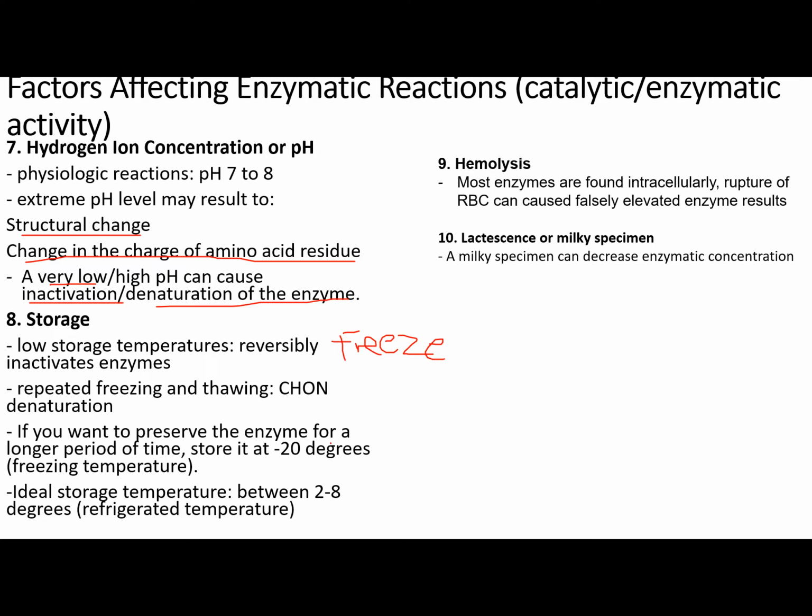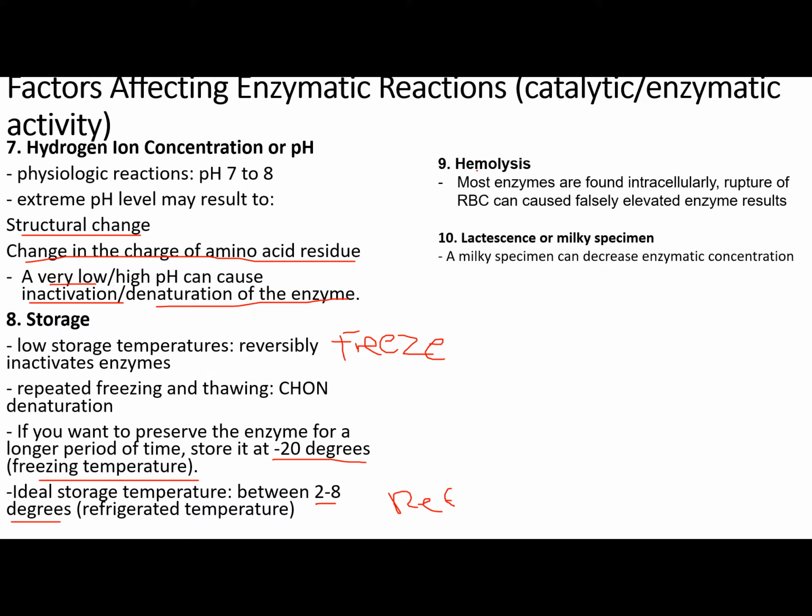If you want to preserve the enzyme for a longer period of time, store it at negative 20 degrees, the freezing temp. So if prolonged class, let's say prolonged gusto mo siya, you need to do it at negative 20. Then you can only thaw it once. The ideal storage temperature class is the refrigerated temperature, usually 2 to 8 degrees centigrade. That's why yung mga reagents nyo for enzyme testing sa lab, stored sila class usually at ref temp.